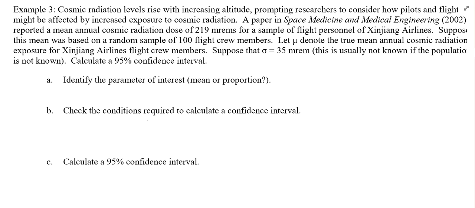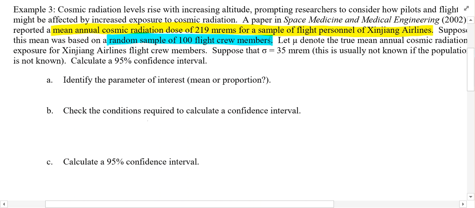Okay, so there's a few things that we want to make note of that we know. It reported a mean annual cosmic radiation dose of 219 for a sample of this flight personnel. Because it's based on this sample, that's our X bar. It's a random sample of 100 flight crew members. Important to note. And we also have that the population standard deviation is 35, whatever these units are.